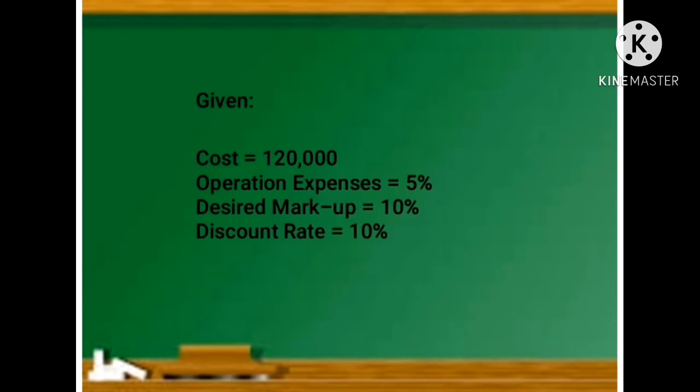Let us know the given first before we proceed to our discussion. So what is the given? The cost is 120 pesos. Operating expenses is 5%. The desired markup is 10%. Discount rate is 10%.